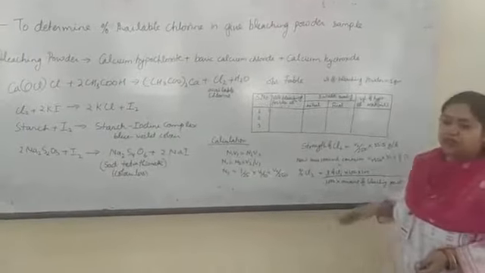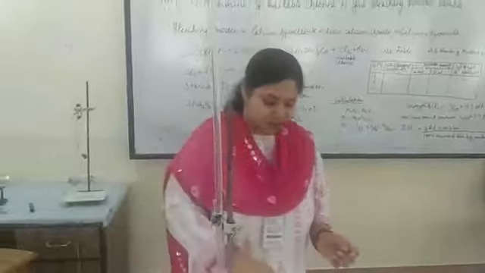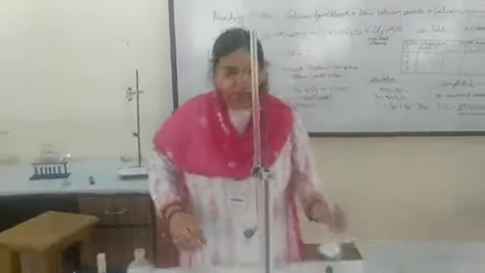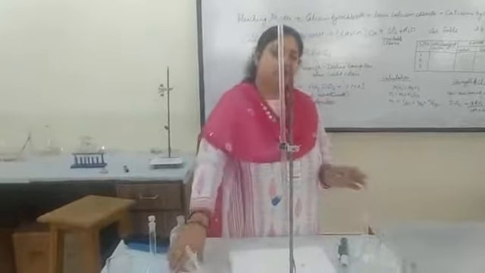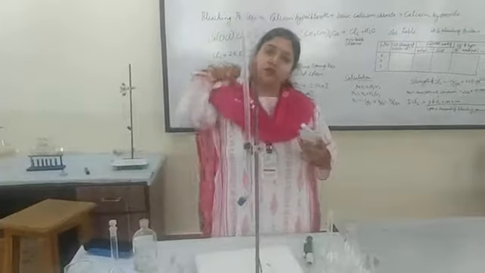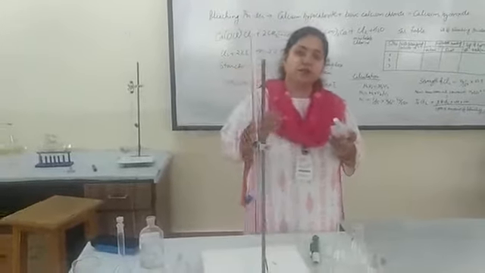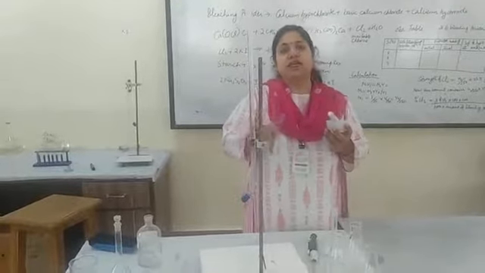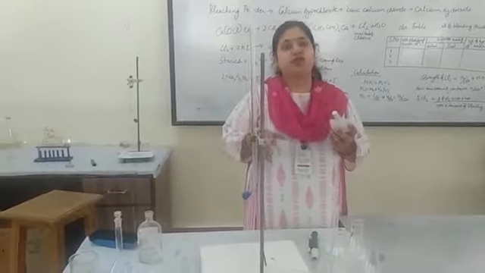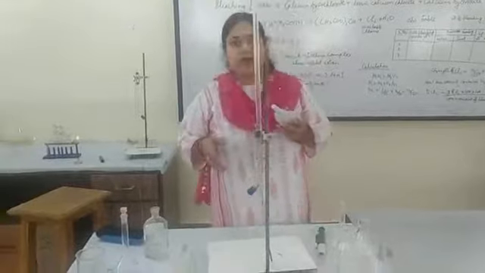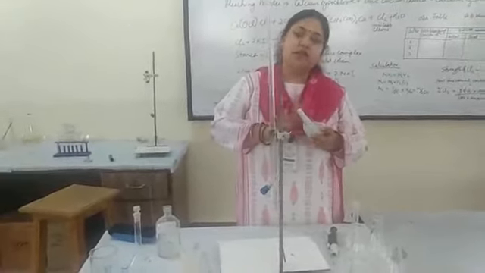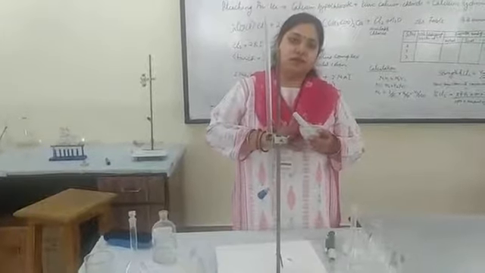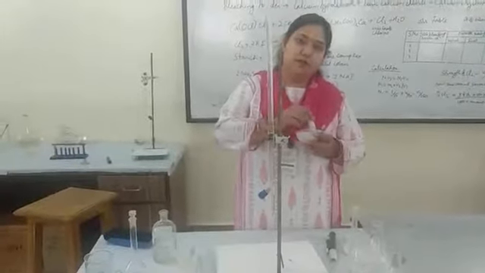So now start the experiment. First we will prepare 100 ml solution of bleaching powder. To prepare the solution, we will use a mortar and pestle because the bleaching powder floats on the water. So directly we cannot prepare the solution of bleaching powder. First we will make a paste of bleaching powder in the mortar and pestle by putting 1 gram bleaching powder and 2 ml of water.